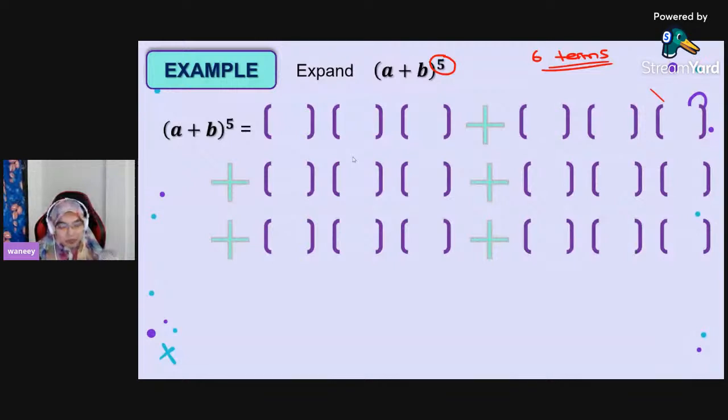So ini kena buat sama-sama. Tak buat sama-sama nanti kan dia confuse seorang-seorang.